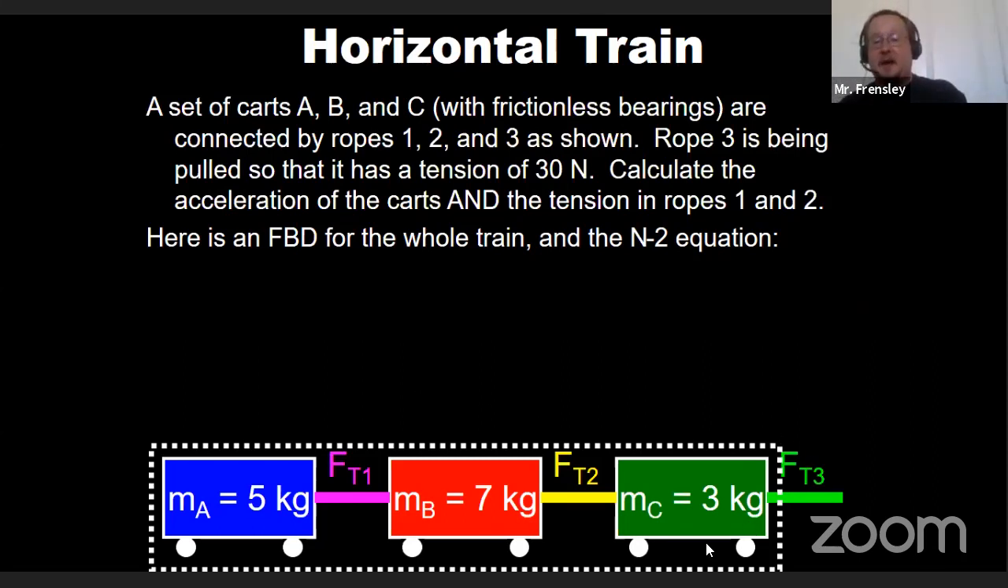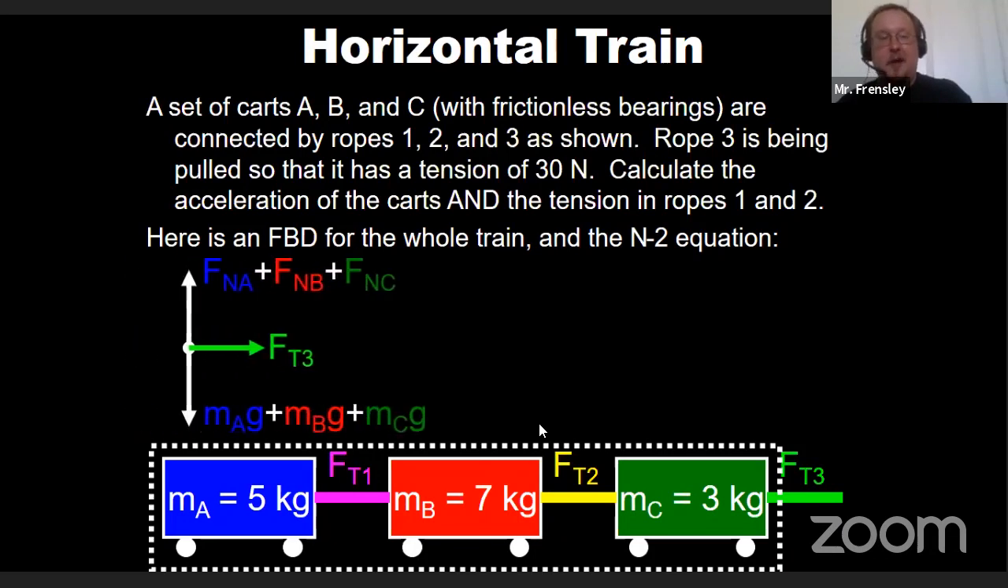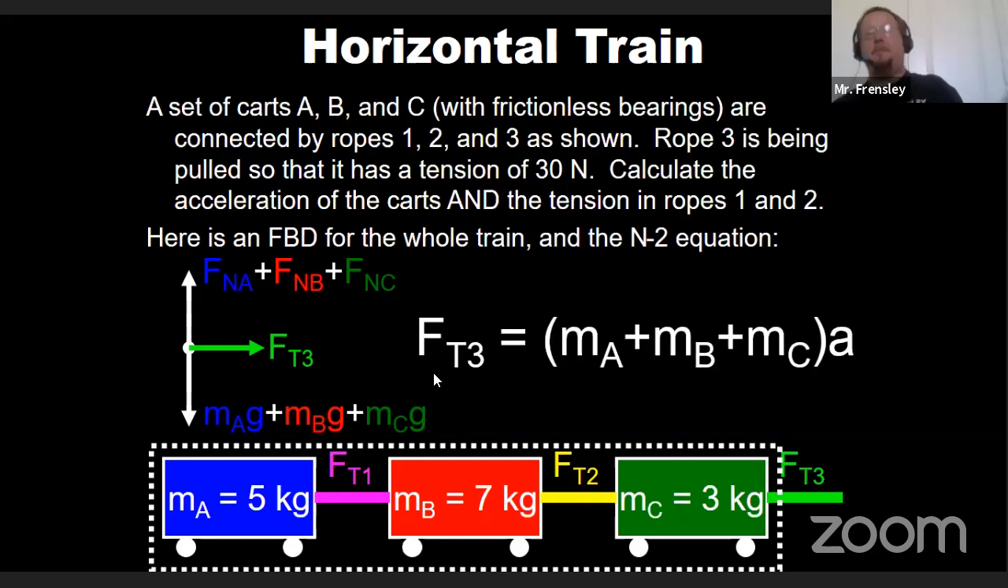So if I combine all of the carts together, then there's really only one external force. The normals and weights balance out. So again, I'm looking for forces that are external and unbalanced. They have to be both external and unbalanced, right? So I've got force tension 3, a number I know, equals the sum of the masses, a number I know, times acceleration.